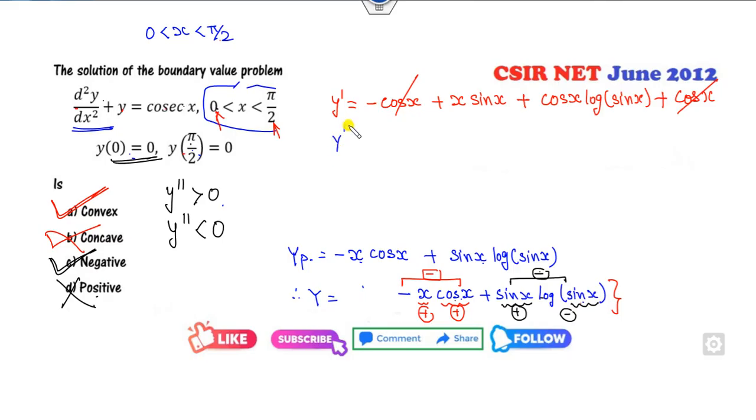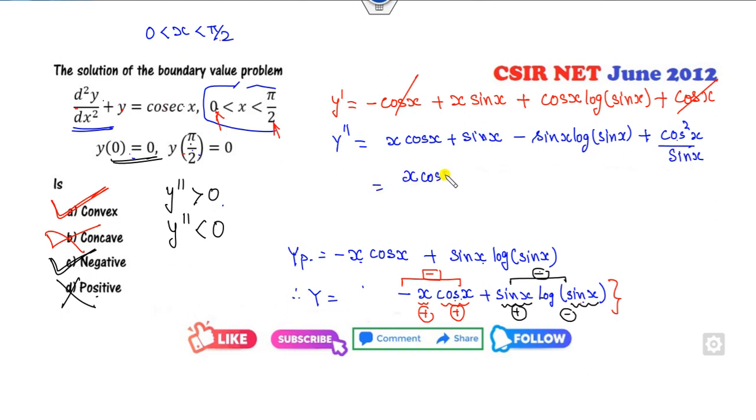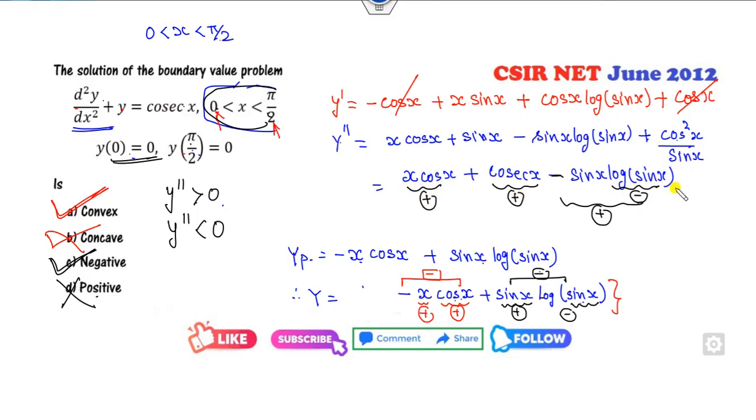It is here. Now you can find the second derivative. It is x cos x plus sin x, then minus sin x log of sin x, and 1 over sin x times cos x. So 1 over sin x times cos x is cos square x over sin x. Fine. Now if you take the LCM, sin square plus cos square is 1. So x cos x plus 1 over sin x, which is cosecant x, minus sin x log of sin x. Fine. Now you can see over this interval this number is negative, so this whole term will be positive. Cosecant in the first quadrant is positive. This number is positive. So y double dash is positive, which means it's a convex function.